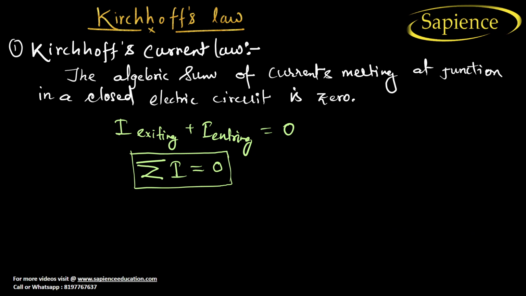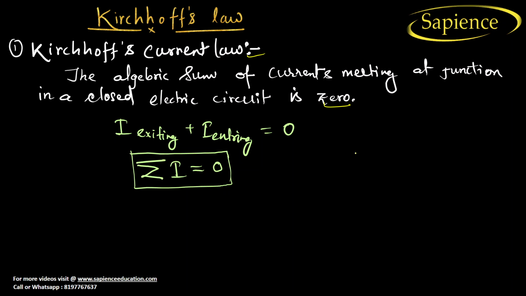Okay. So what is actually Kirchhoff's current law? The algebraic sum of the currents meeting at a junction in a closed electric circuit is zero. What do you mean by this? In any closed circuit where current is passing, the total current entering and exiting will be equal to 0.